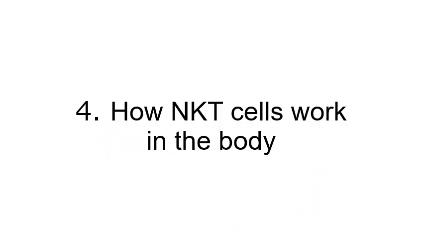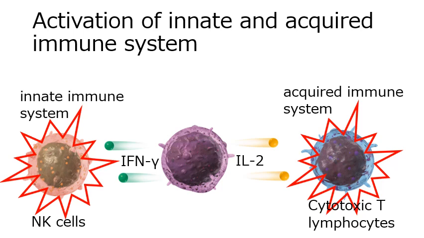Finally, how NKT cells work in the body is explained. NKT cells activated by antigen-presenting cells such as dendritic cells produce large amounts of cytokines, including interferon gamma and helper T1 type cytokines, which activate the innate immune system such as NK cells and the acquired immune system such as cytotoxic T cells.